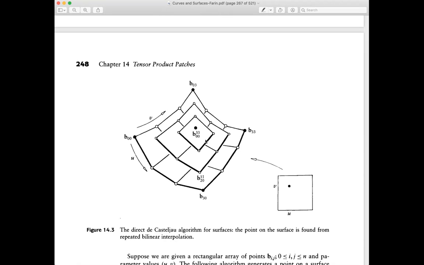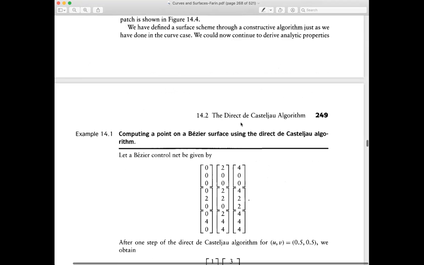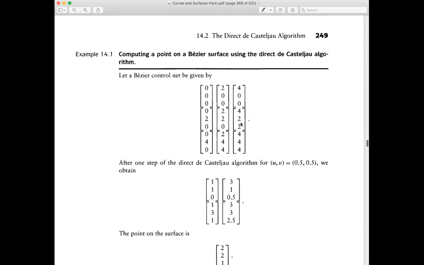So we have to recursively map the point, until you can get B_3^{00}, this will be the point calculated on the surface. So this is the way that the tensor product patch is calculated.